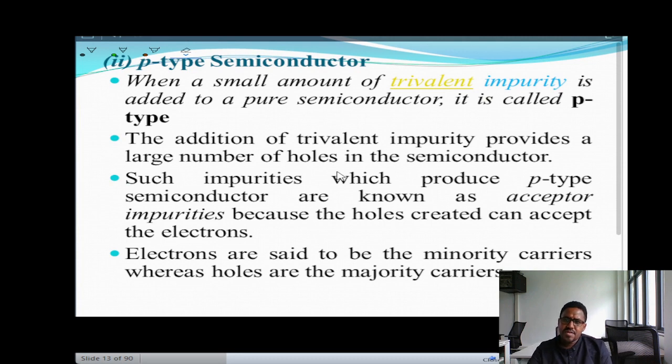The p-type semiconductor: when a small amount of trivalent impurity is added to a pure semiconductor, we can call it a p-type extrinsic semiconductor. The addition of trivalent impurities provides a large number of holes in the semiconductor. Such impurities which produce p-type semiconductor, we can call acceptor impurities because the holes created can accept electrons. The added impurity has three valence electrons. Electrons are said to be the minority carriers, whereas holes are the majority carriers.